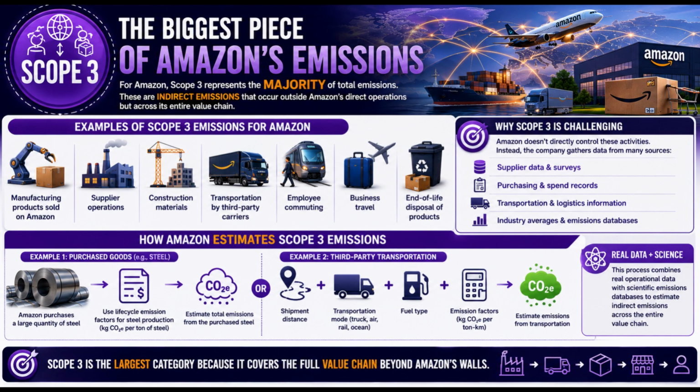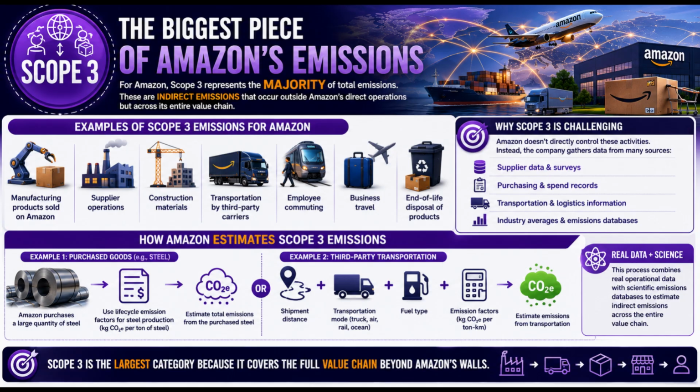Now we reach the biggest category, Scope 3. For Amazon, Scope 3 represents the majority of total emissions. These include emissions that occur outside Amazon's direct operations. Examples include manufacturing products sold on Amazon, supplier operations, construction materials, transportation by third-party carriers, employee commuting, business travel, end-of-life disposal of products. Calculating Scope 3 emissions is much harder because Amazon doesn't directly control these activities.